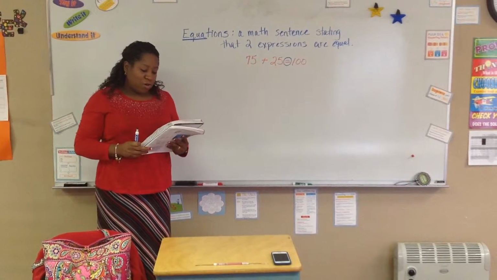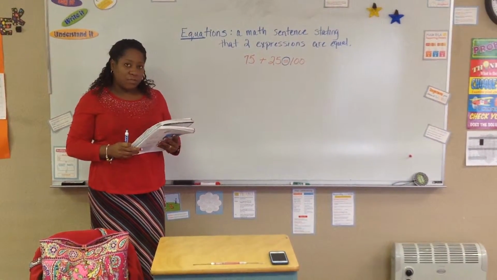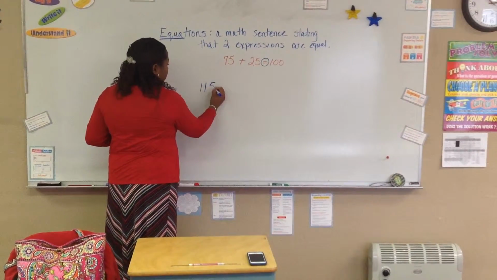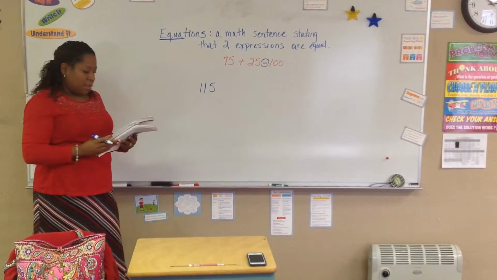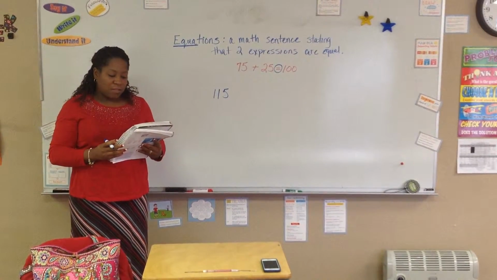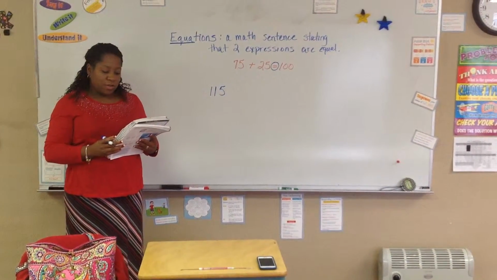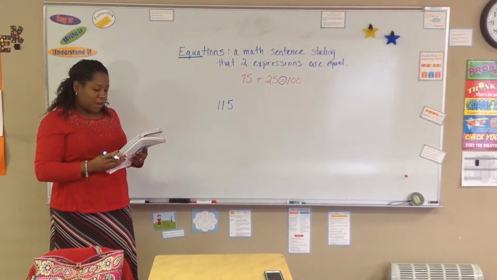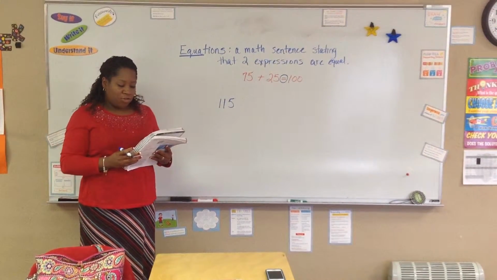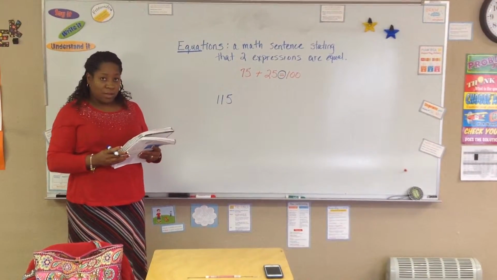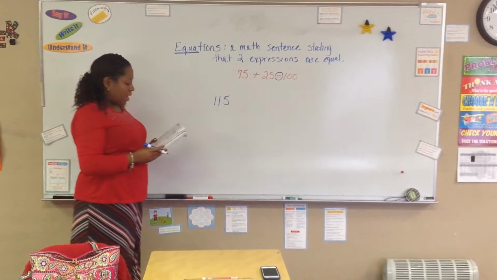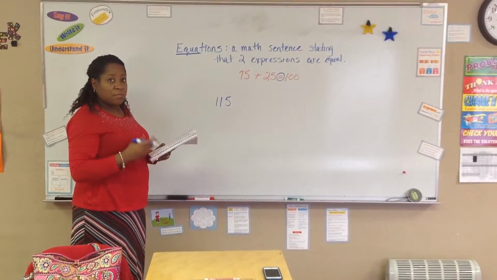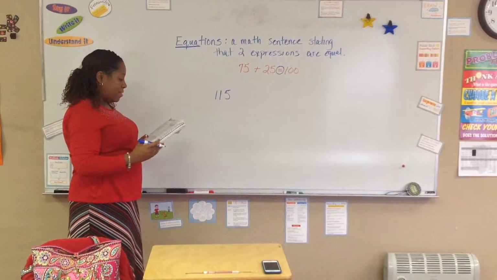Last week, Mitchell earned $115 for mowing lawns. So he earned $115 last week. That is $35 more than he earned for mowing lawns this week. Write an equation to find out how much money Mitchell earned this week. So last week, he got $115. That was $35 more than he got this week.